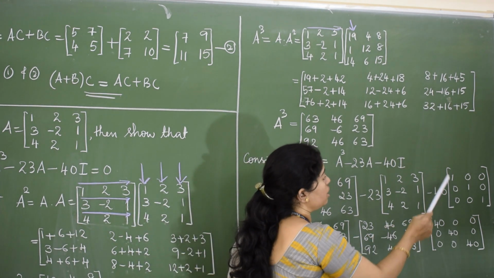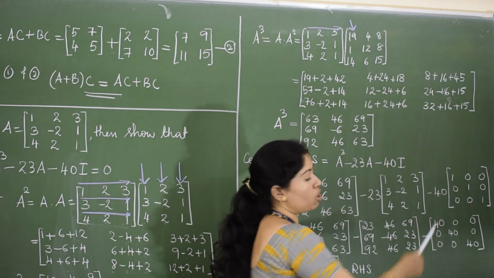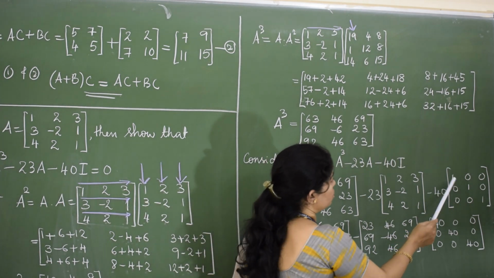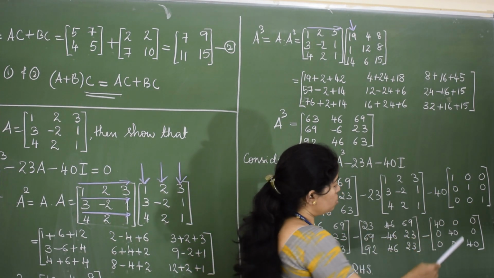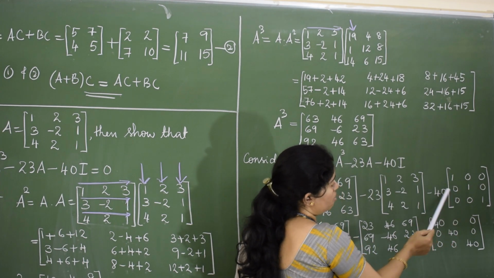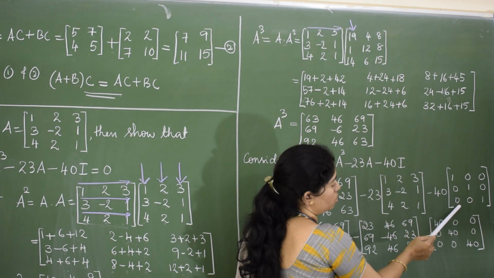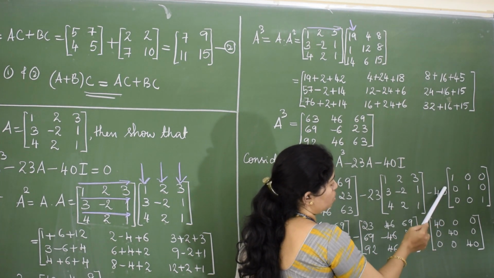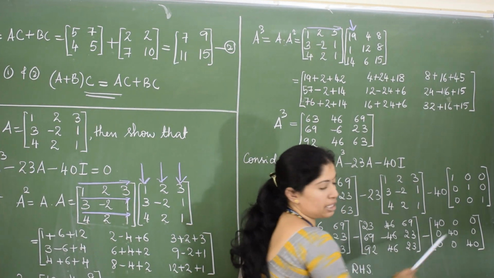Minus, it is 40 into this. Again here also scalar multiplication. Multiply all the entries by 40. So 40 into 1 is 40. 40 into 0 will be 0. So 0, again here 0. 40 into 0, 0. 40 into 1, 40. Here 0. 40 into 0 is 0. 0. 40 into 1 is 40. You will be having 40 in the diagonal entries.